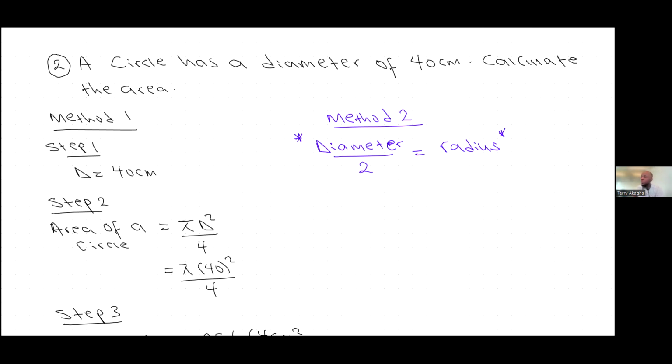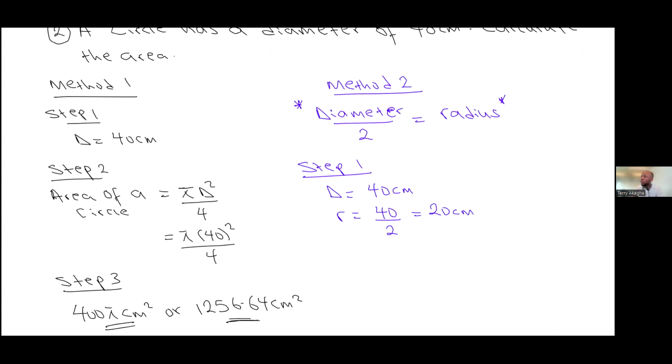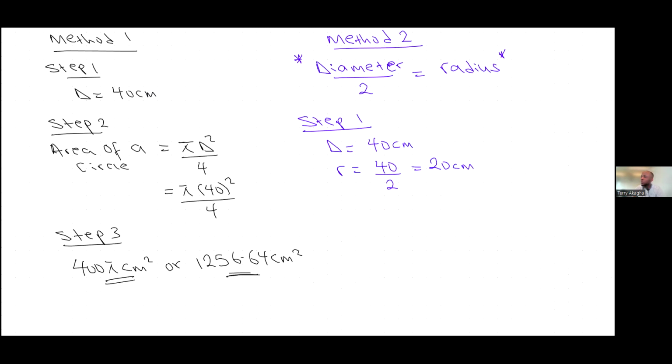So let's go on now. Step 1, we know the diameter is equal to 40. So that means we can find the radius now. The radius is going to be 40 divided by 2, and that is going to give you what? 20. So the diameter is 40 centimeter, and the radius is 20 centimeter. Then step 2, we're going to apply the area of a circle.